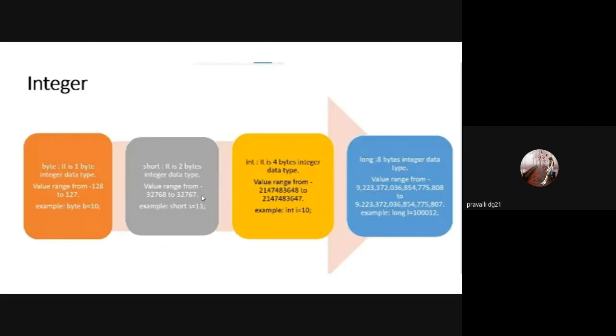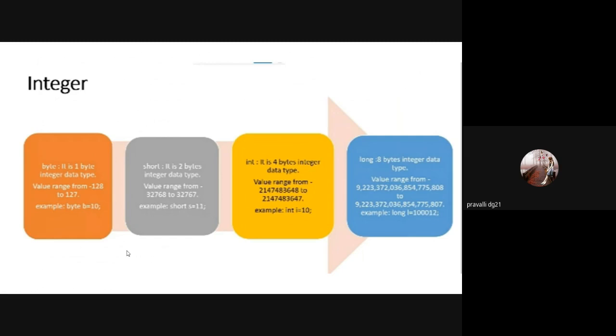Integer. First, in integer there are 4 types: byte, short, int, long. Byte is a 1 byte integer data type. Value range from -128 to 127. Example: byte b = 10. Short is a 2 byte integer data type. Value range from -32768 to 32767. Example: short s = 11.